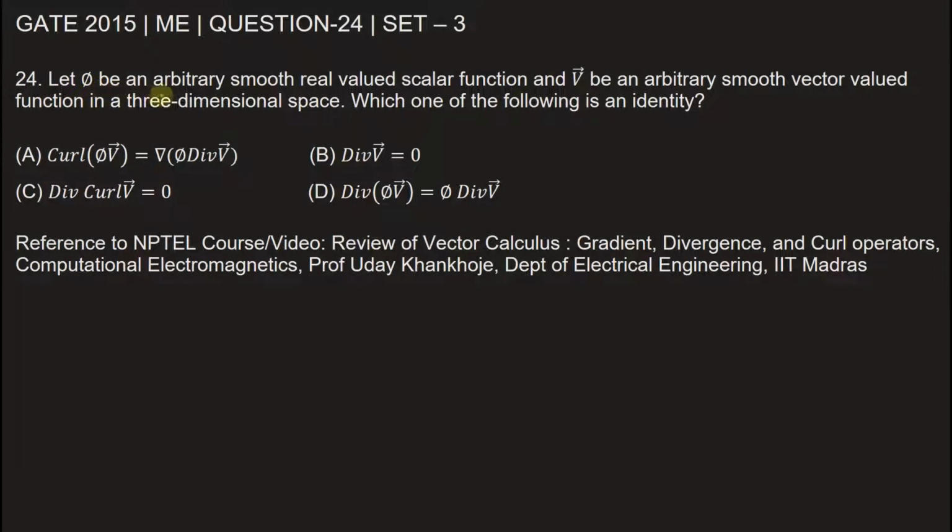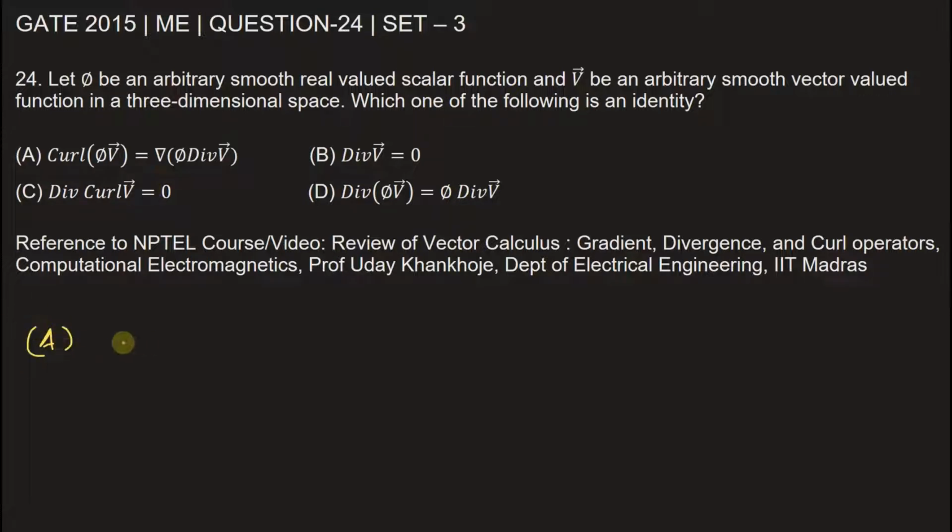Let phi be an arbitrary smooth real valued scalar function and v vector be an arbitrary smooth vector valued function in a three-dimensional space. Which one of the following is an identity? So let's check all the options one by one.